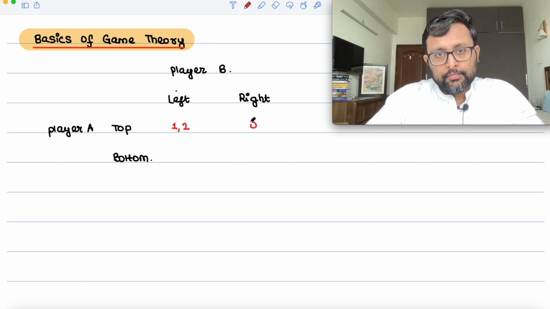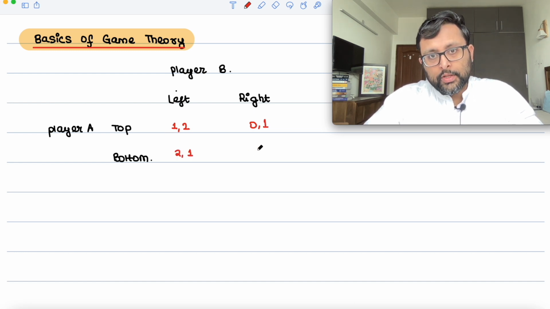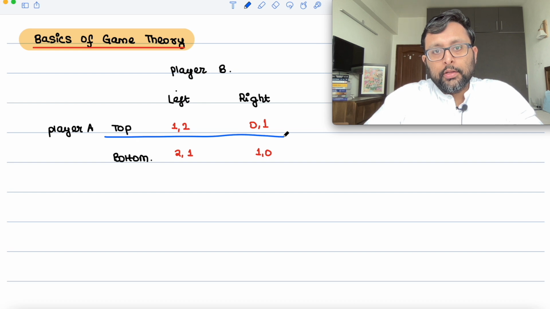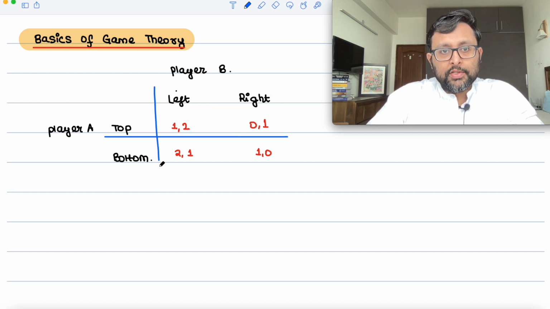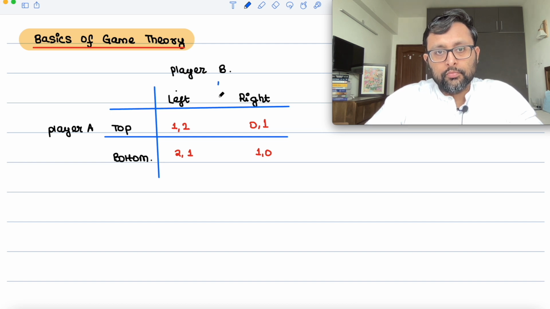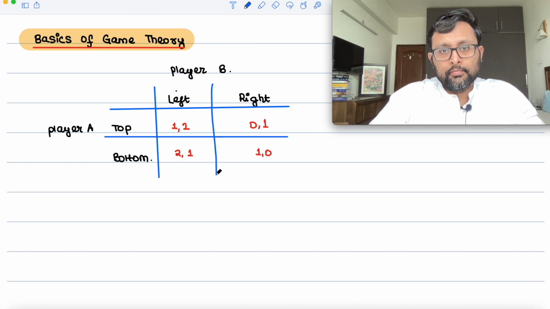0 1, 2 1, 1 0, 2 1, 1 0, right? So this is what the payoff matrix looks like. Now just think about it.